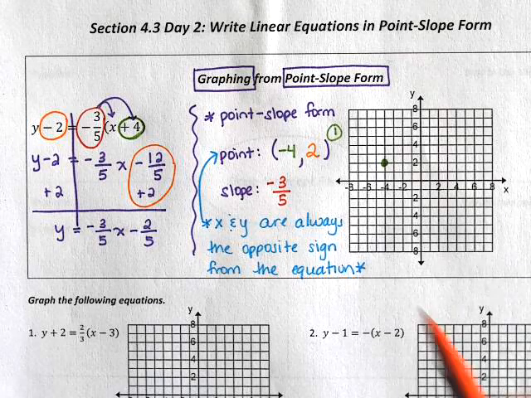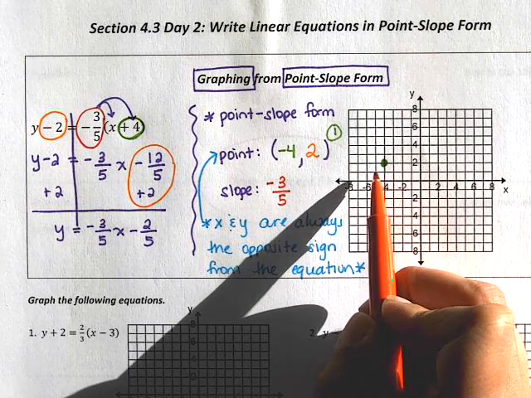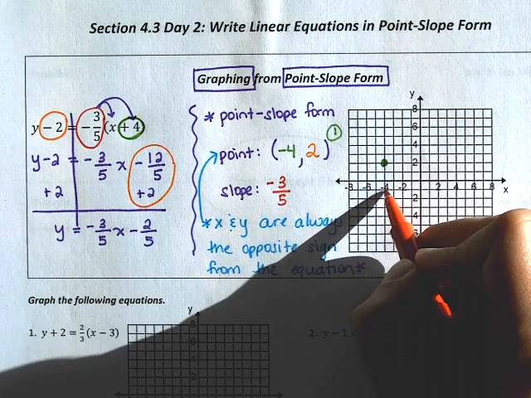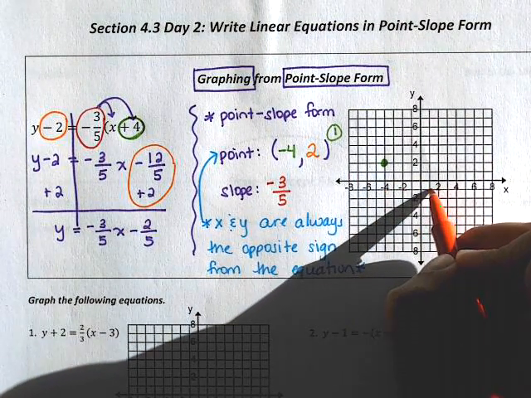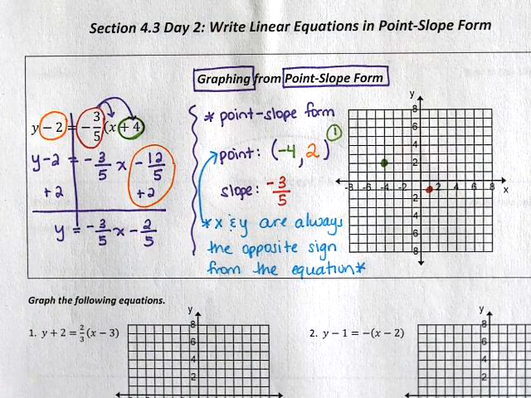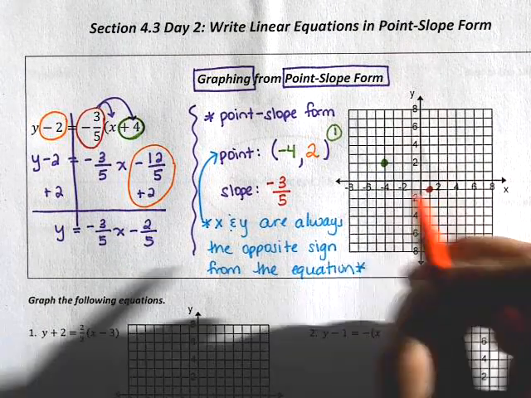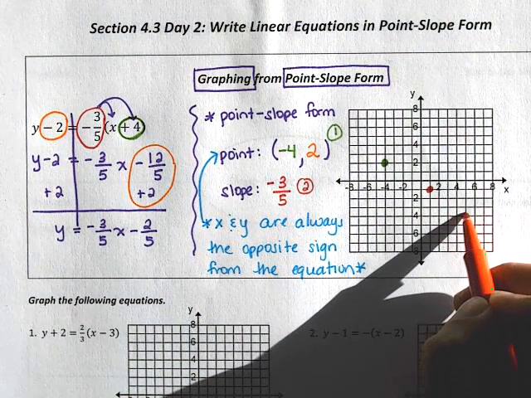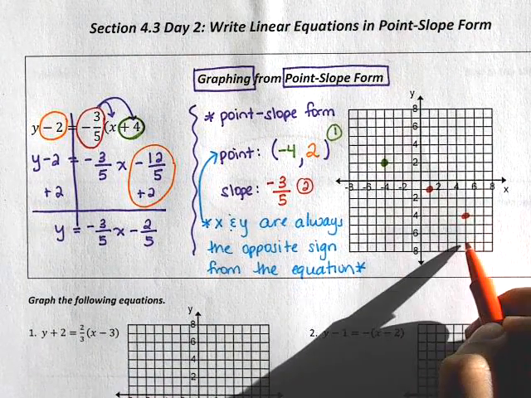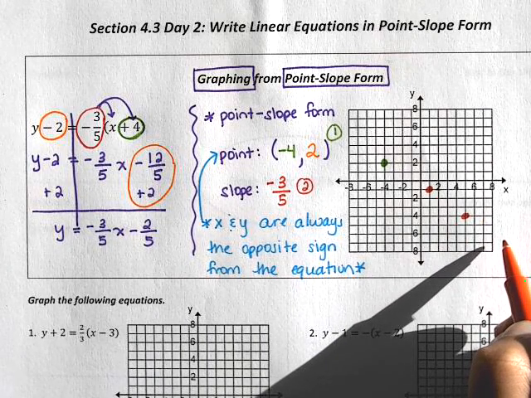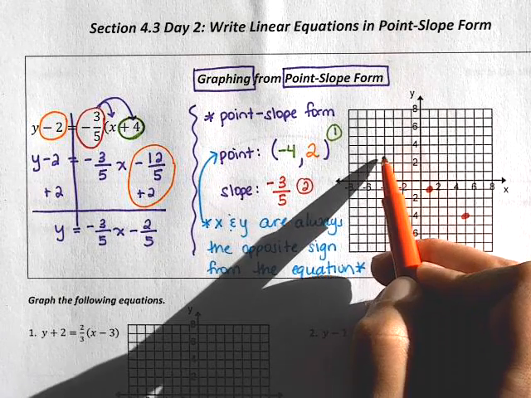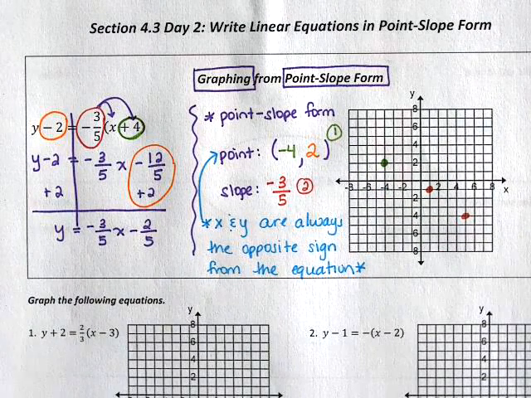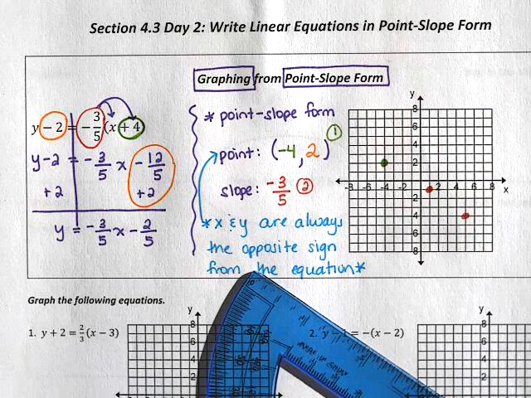So I'm going to put a point there. Now from this first point that I graphed, I'm going to use my slope and go down 3, right 5, and put another point. Then I'm going to do it again. Down 3, right 5. Oh, I ran out of room. Let's try going backwards. Up 3, left 5. Oh, I ran out of room. So my last thing that I'm going to do is draw the line.